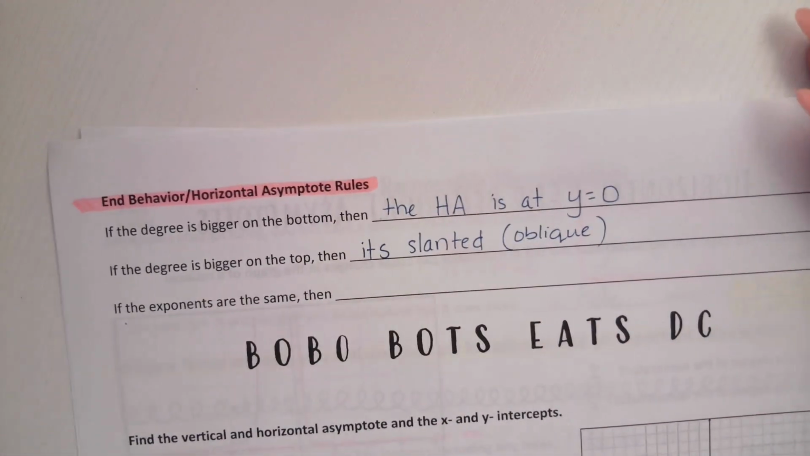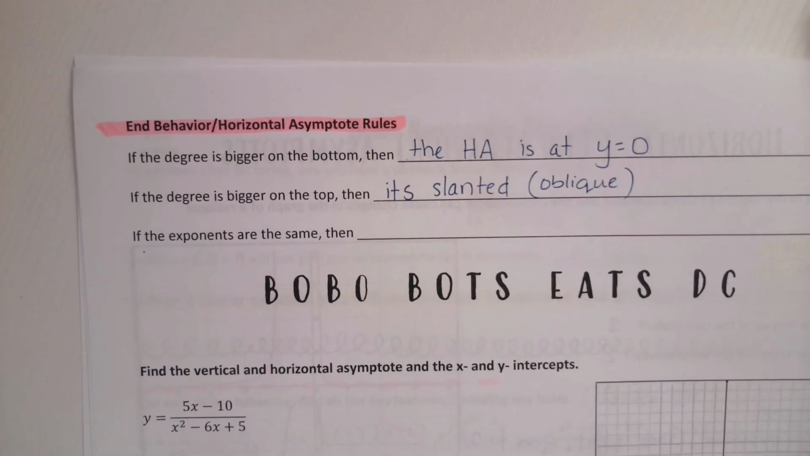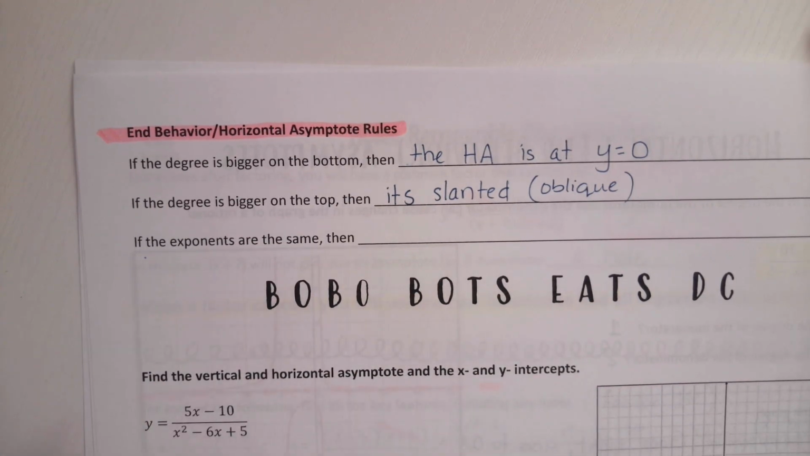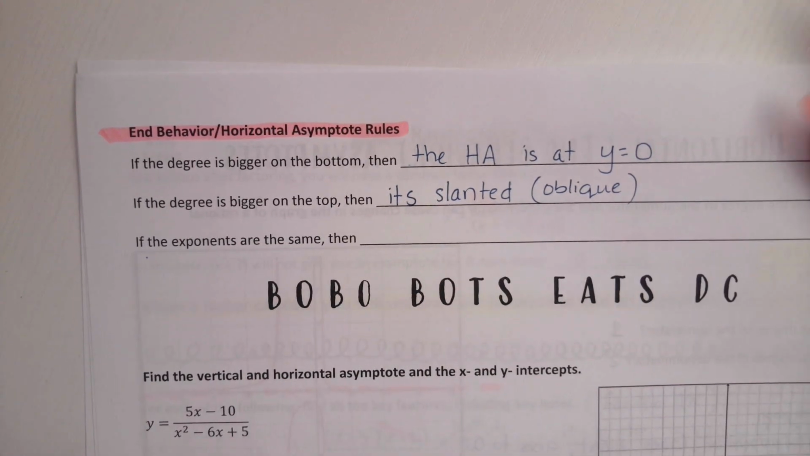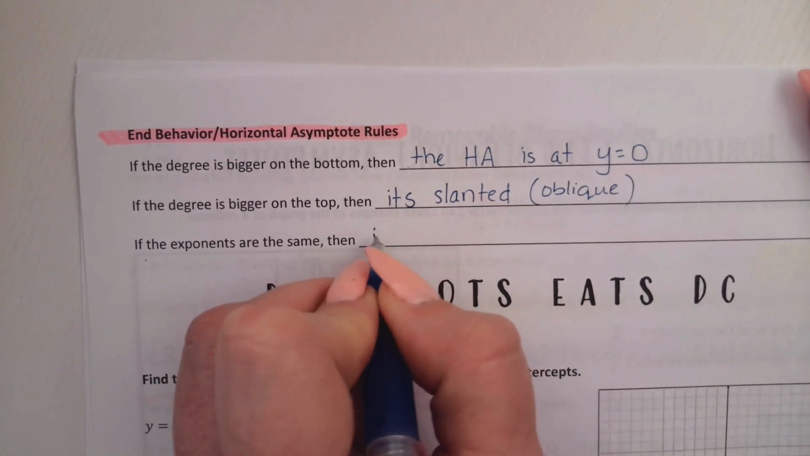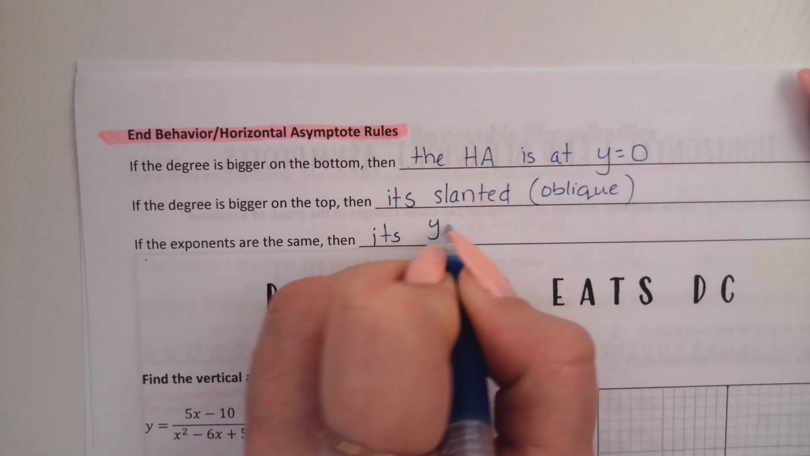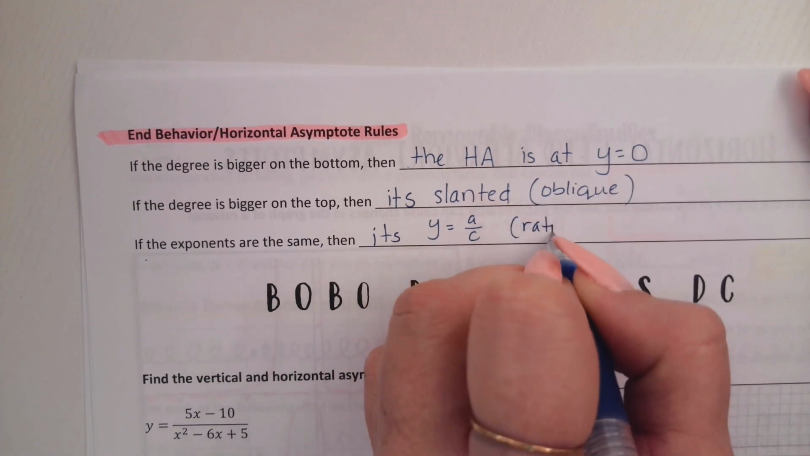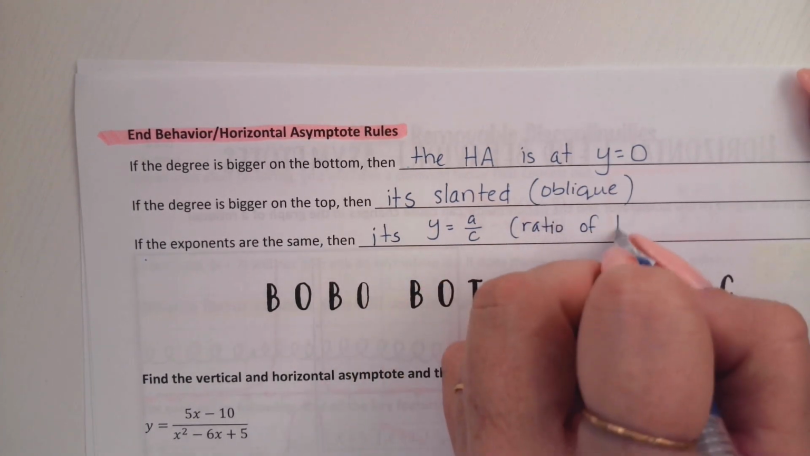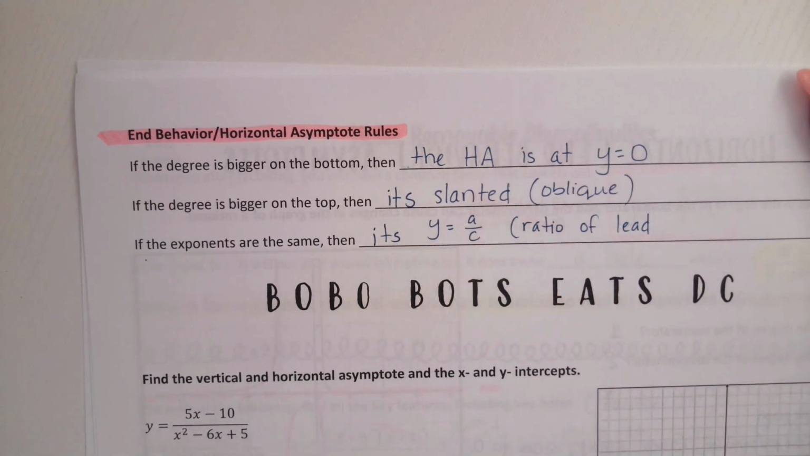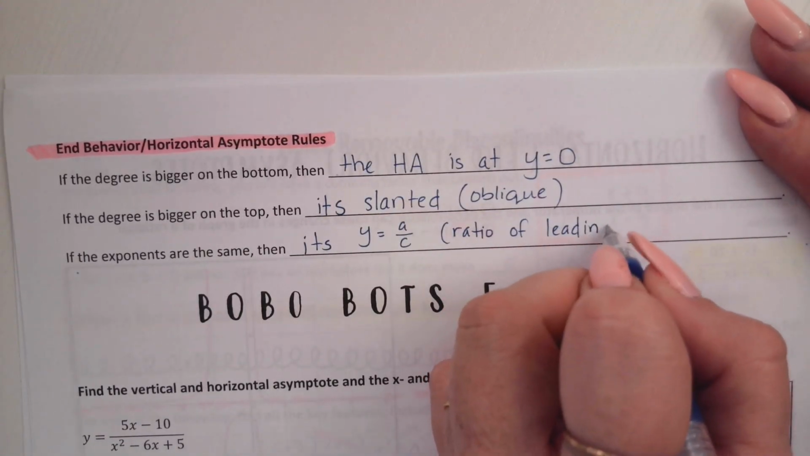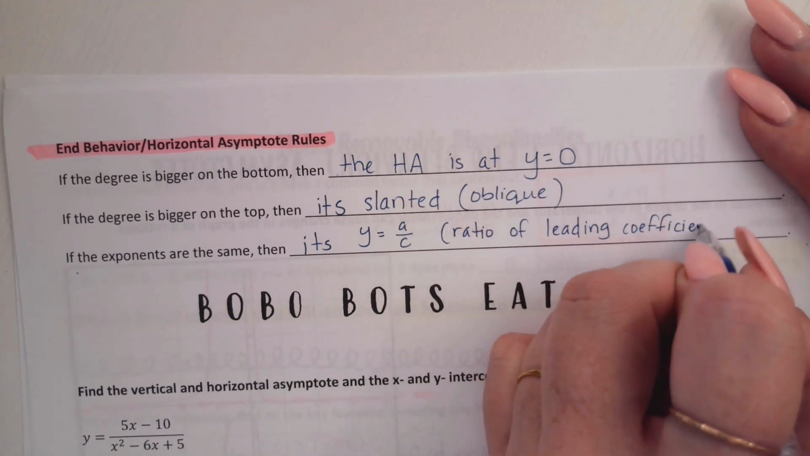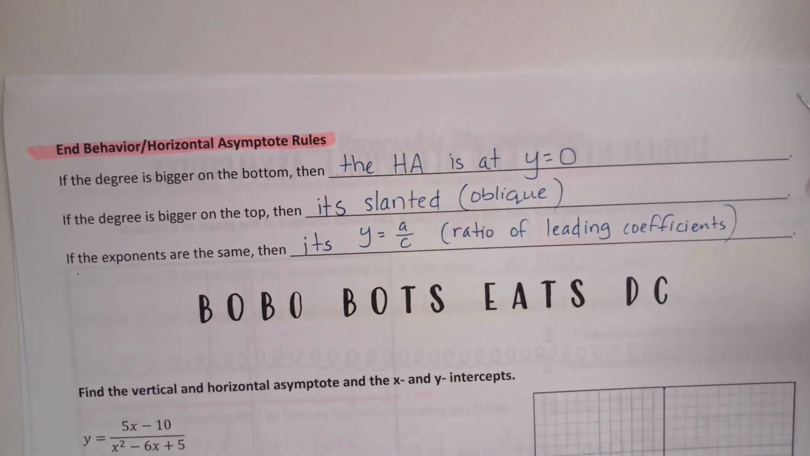And then the one that we're used to already, this is the one we had when we were graphing last time. If the exponents are the same, then it's going to be the ratio of the 2 leading coefficients. It's going to be y equals a over c, which is just the ratio of leading coefficients. That's the HA, right? So if it's the same, it's just the same thing as we figured.